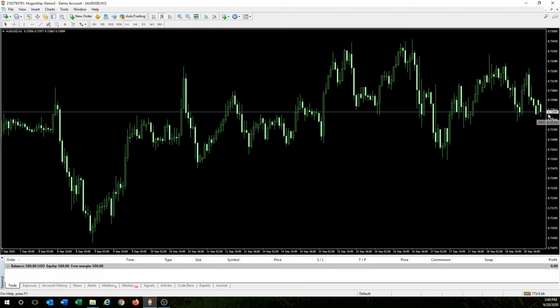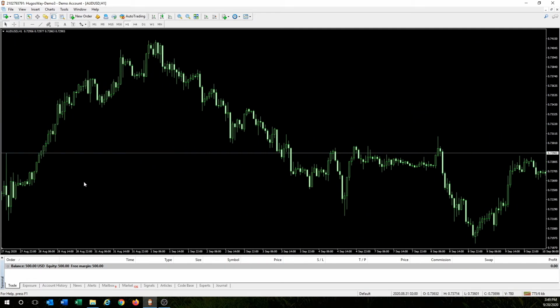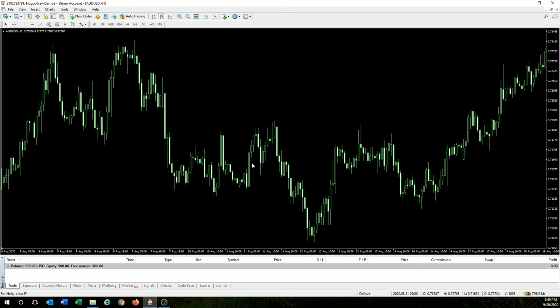If I exchanged 1 Australian dollar at this moment, see how it's moving? I would get 72 cents. It's always moving because price is always fluctuating. If we scroll to the left here, you just hold your left mouse button and drag, or you can use your mouse wheel. This is me using the wheel.